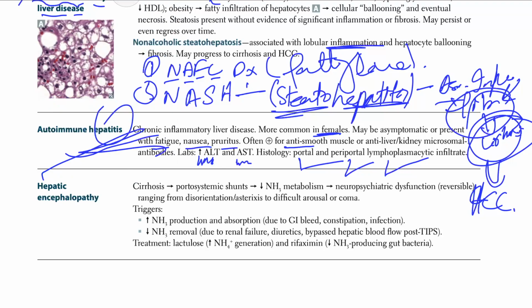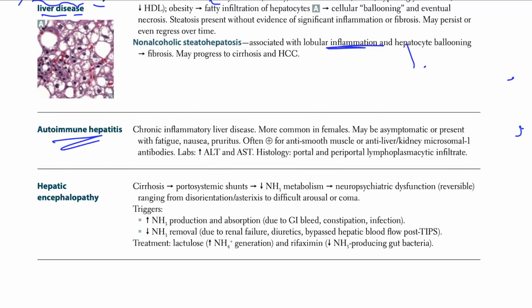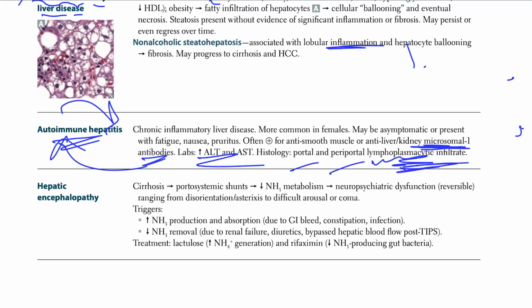So in autoimmune, you will have some antibodies. Looking here, we have the anti-microsomal antibodies causing autoimmune hepatitis, and so you will have increase in AST/ALT. Also, you will have a portal, periportal plasmacytic infiltration. So lymphoplasmacytic infiltration in autoimmune hepatitis.